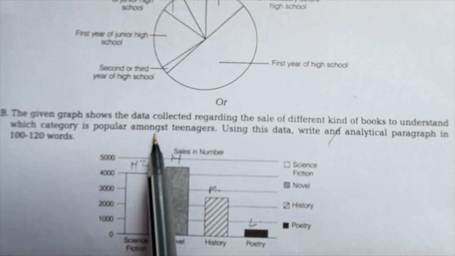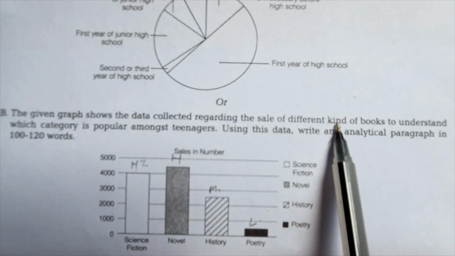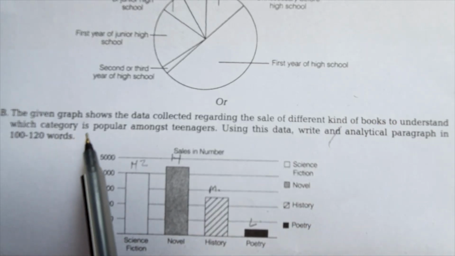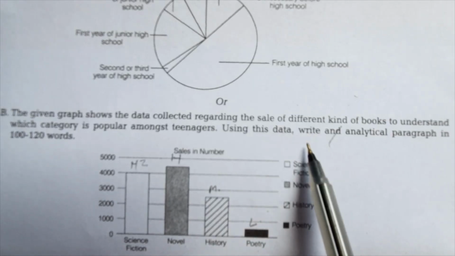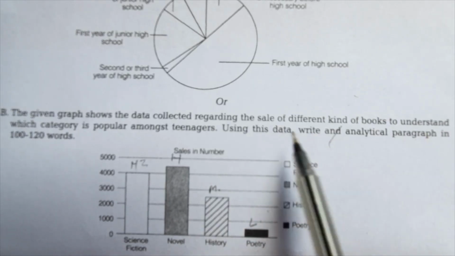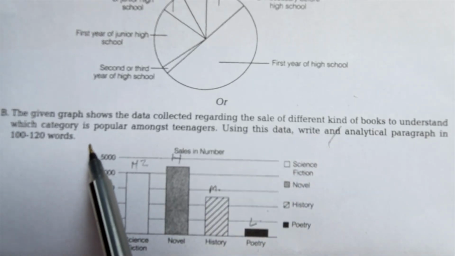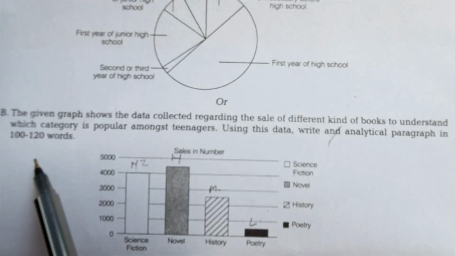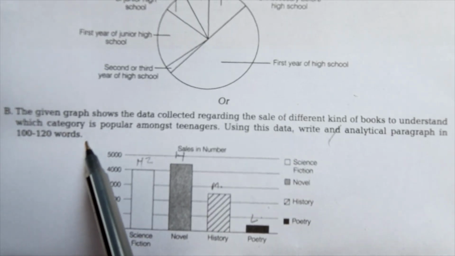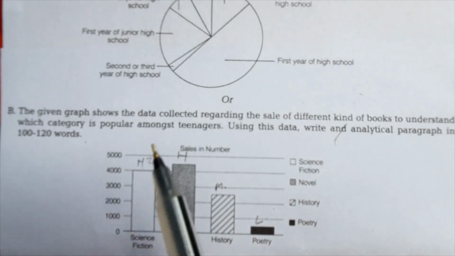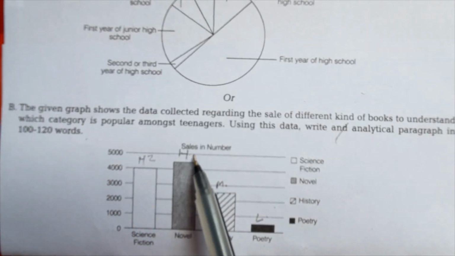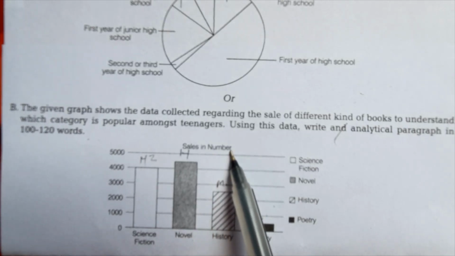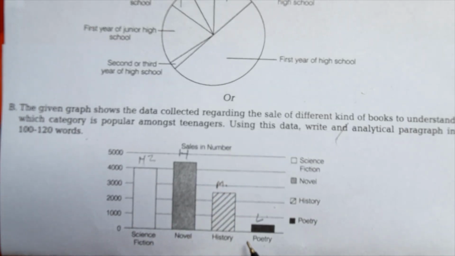The given graph shows the data collected regarding the sale of different kind of books to understand which category is popular amongst teenagers. Using this data, write an analytical paragraph in 100 to 120 words. 100 to 120 words is the word limit for 5 marks. Let's see the data. This is about sales in number for science fiction, novel, history, poetry. And it is very simple graph.